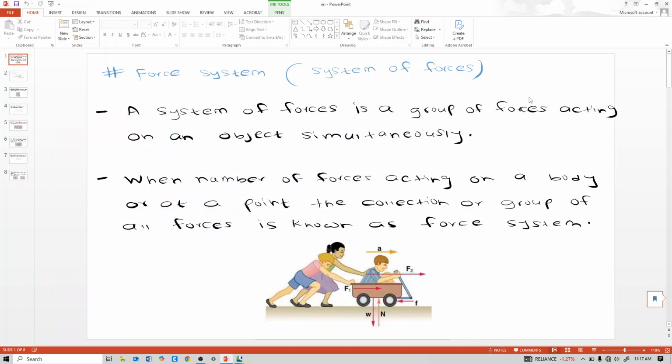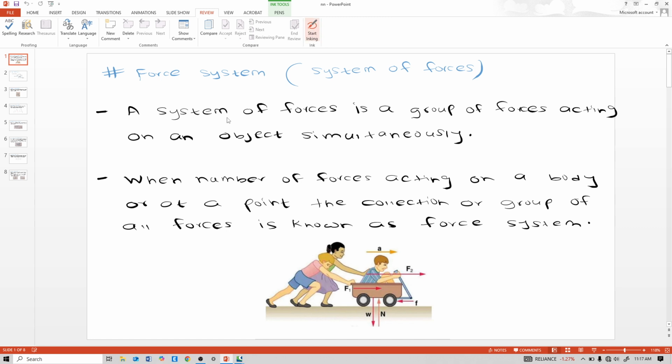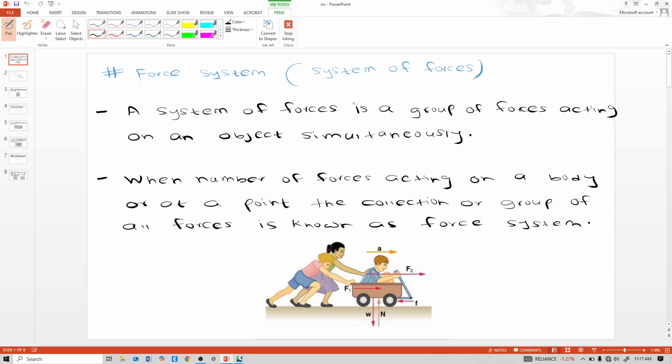Good morning to all. Our today's learning topic is force system, also called system of forces. A system of forces is a group of forces acting on an object simultaneously. When a number of forces act on a body or at a point, the collection or group of forces is known as a force system.